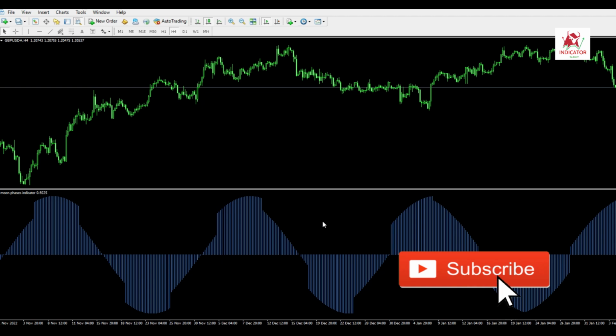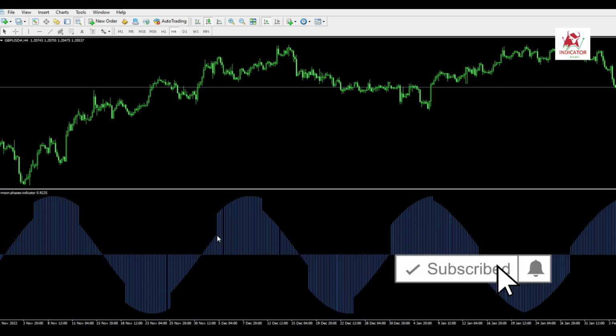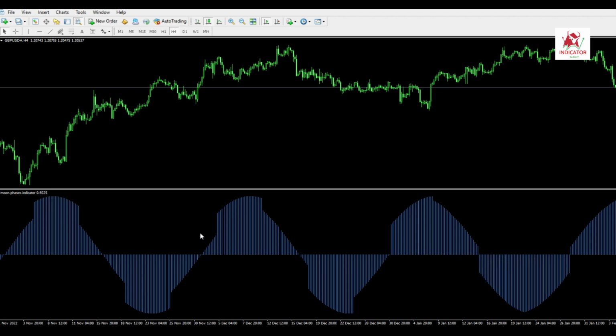Here are 4 points supporting the strategy of using the moon phases indicator. The moon's gravitational pull can affect the liquidity of a currency pair. The phase of the moon can provide insight into the sentiment of traders. The moon's phase can influence the volatility of a currency pair. Some traders believe that the moon's phase can provide insight into the direction of market trends.